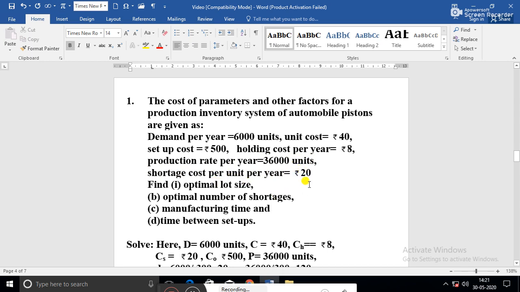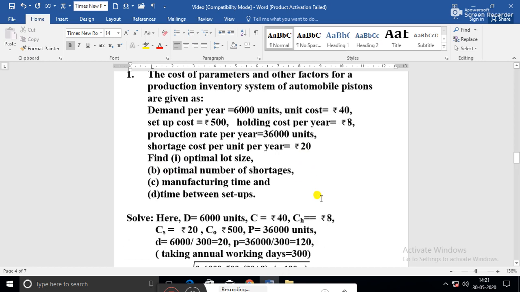Now you are asked for the optimum lot size, that is EOQ. What is the meaning of the wording optimum lot size? That is the size of the order. Optimum lot size means size of order. Then the optimum shortage, the manufacturing time, since it is a manufacturing process along with shortage, and after that the time between setups, that is the time interval.